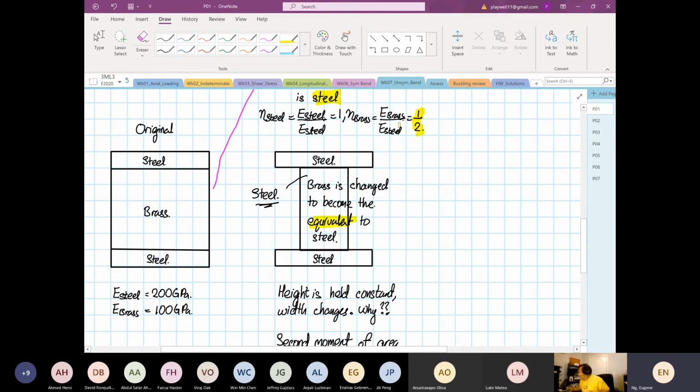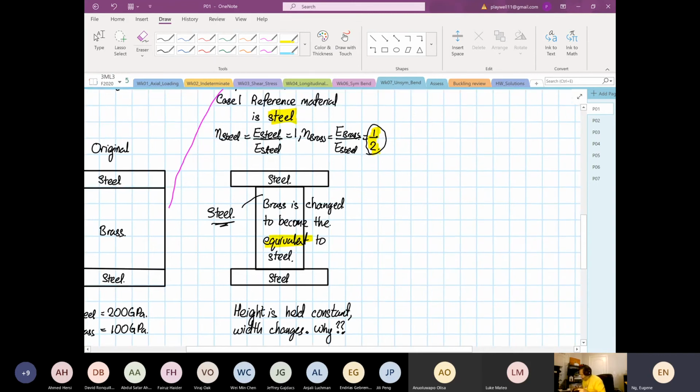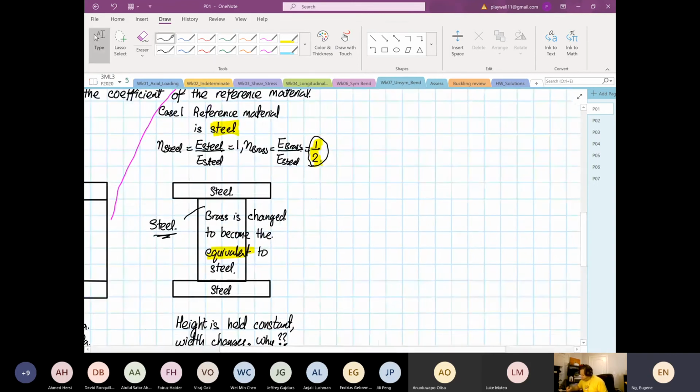Because based on Young's modulus, as you can see up here, it is half. That's why you halve the width. Now, I'll give you another. So case number 2.